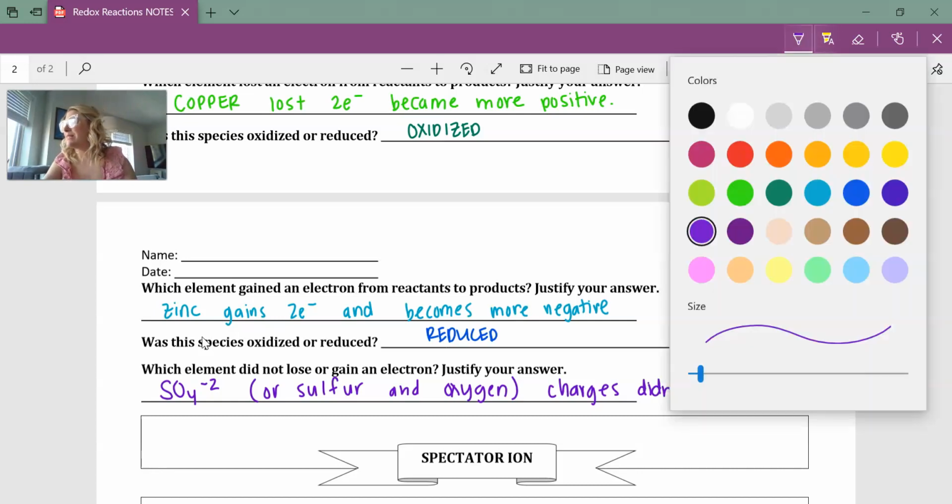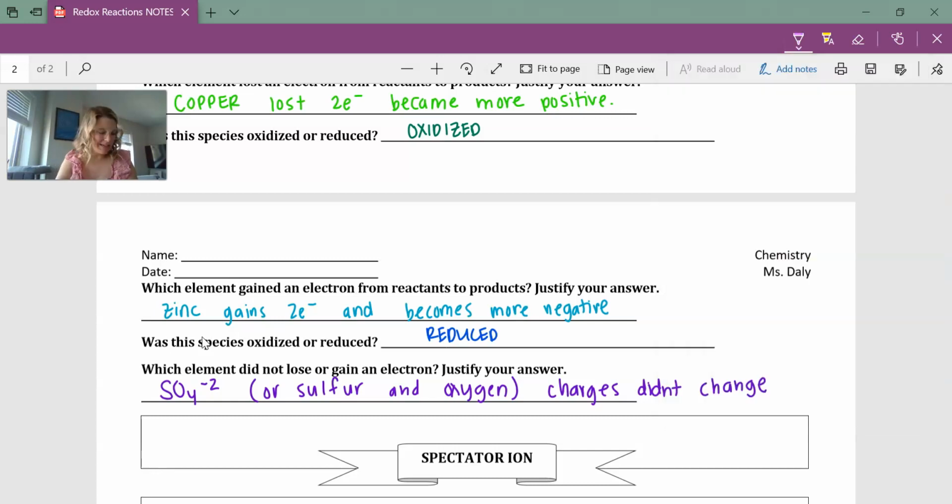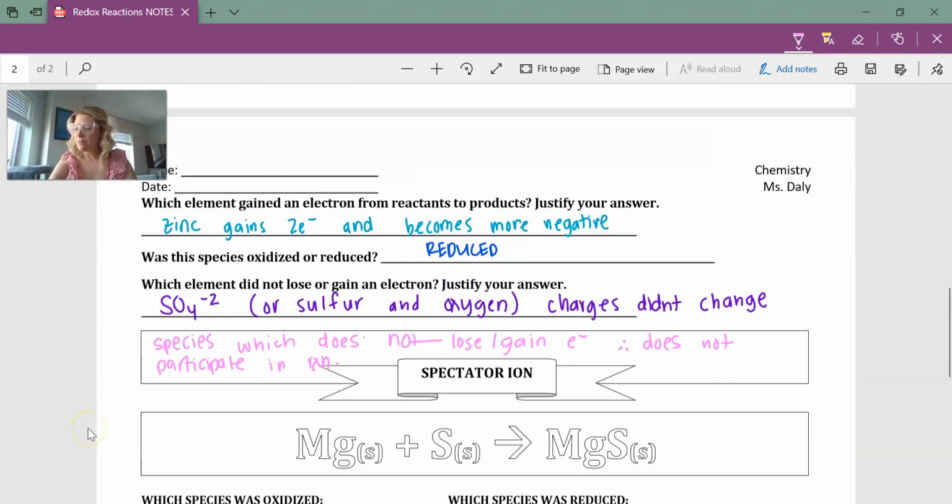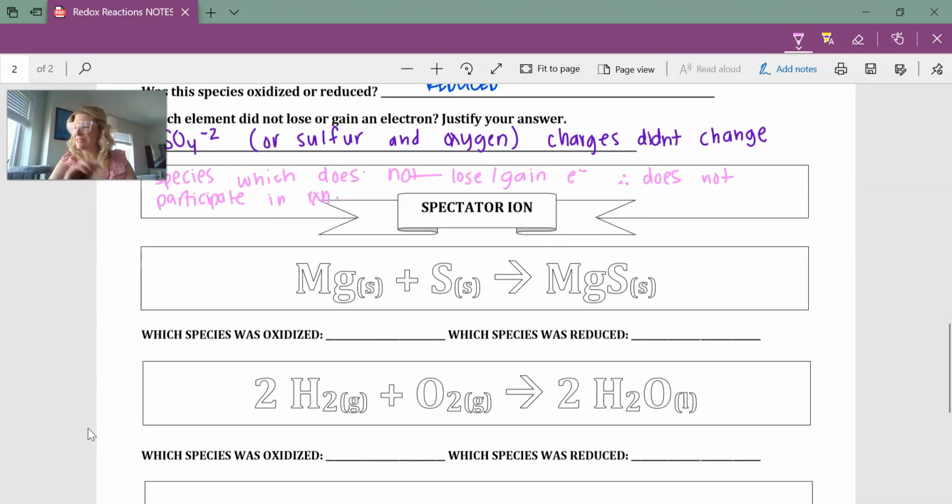Okay, and we call this a spectator ion. A spectator ion is a substance or species which does not lose or gain electrons, and therefore does not participate in the reaction, hence spectator. If you're not playing the sport, you're a spectator. So if you're not taking part in a reaction, you are a spectator. Okay, so let's take a look at a couple more examples.